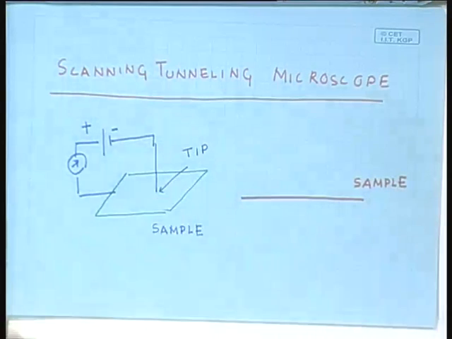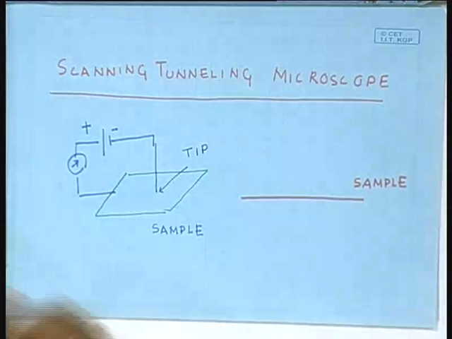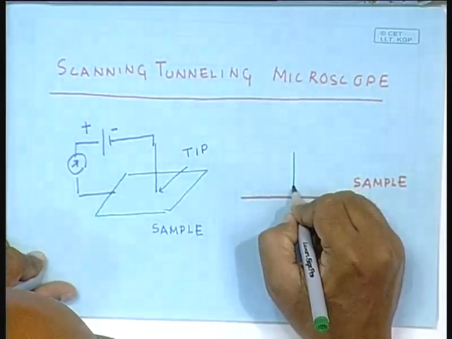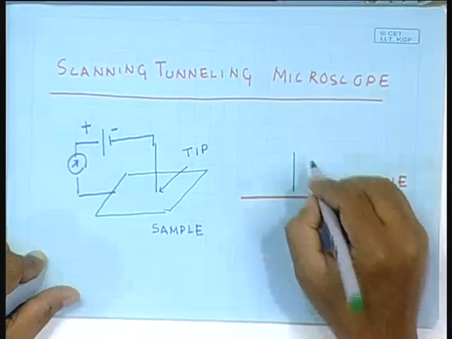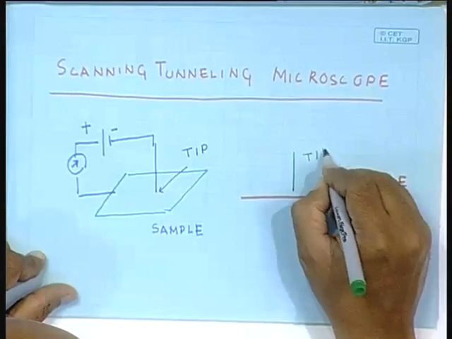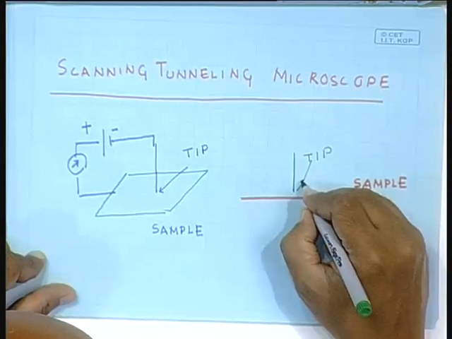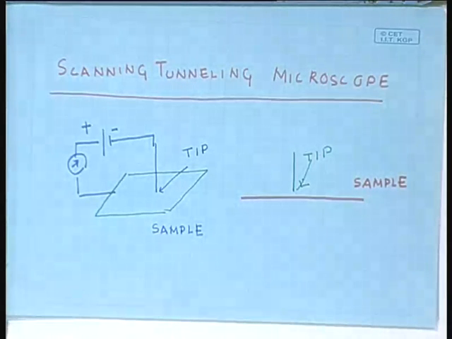I am drawing a section and the tip is held just above the sample. It does not touch the sample. There is a gap between the tip and the sample. So, the tip is over here and there is a gap between the tip and the sample.